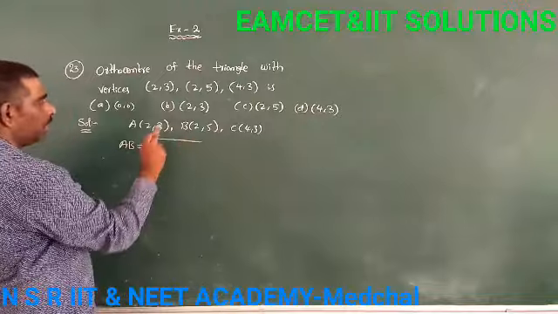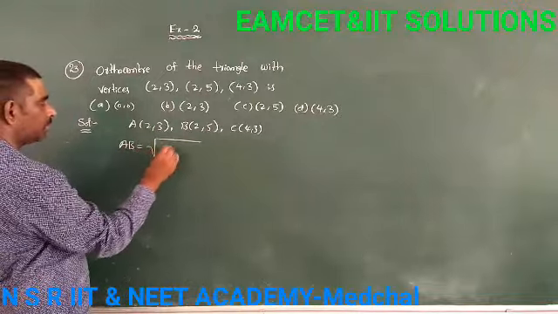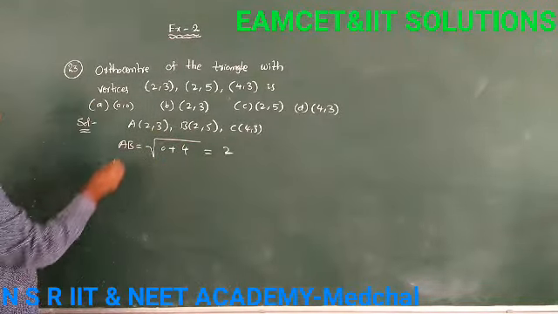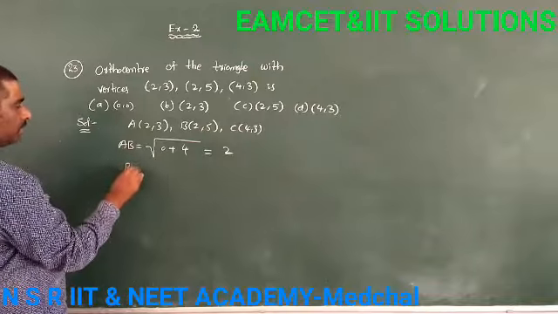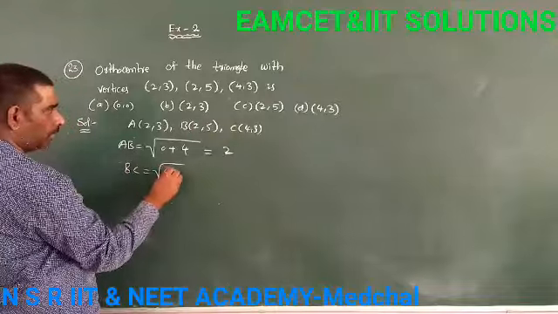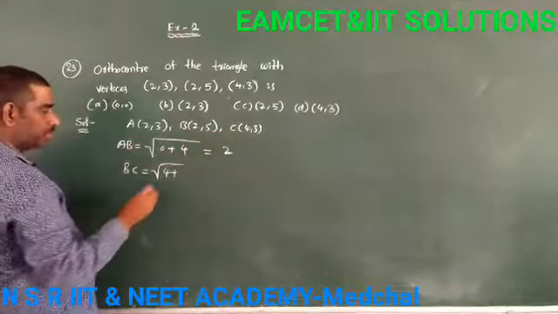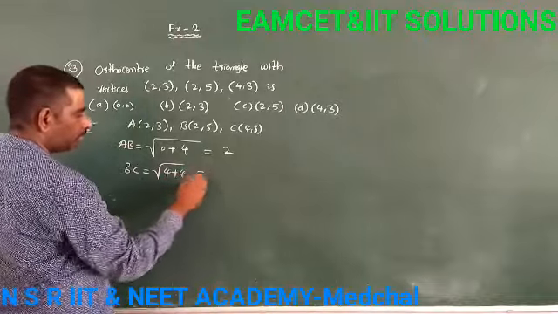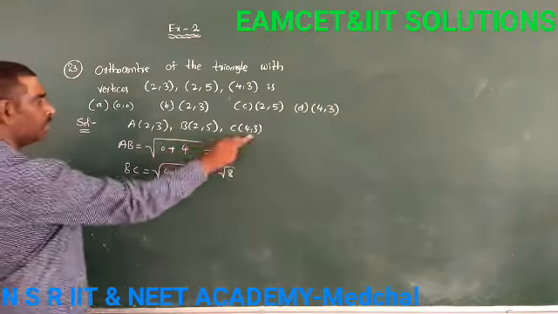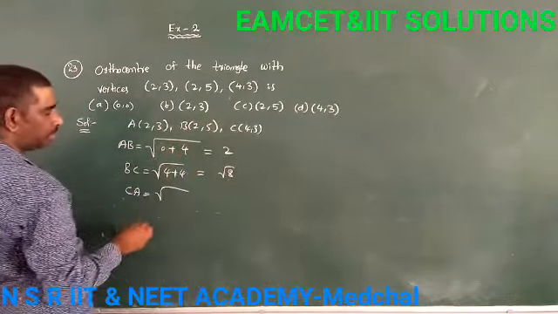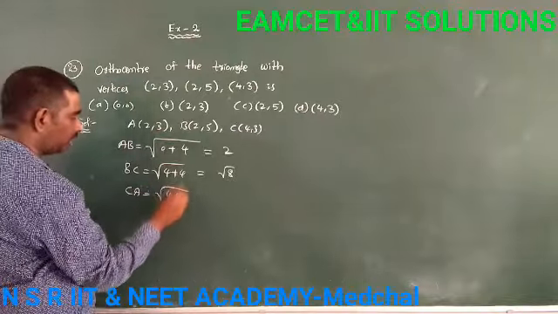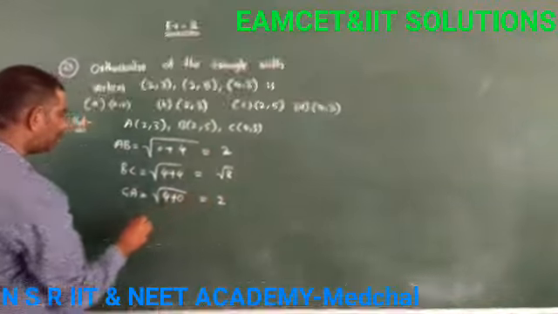AB is equal to root of x2 minus x1 whole square, 2 minus 2, 0 square is 0, plus 5 minus 3, 2 square is 4, we get root 4, value is 2. So AB length is 2. Next BC is equal to root of 4 minus 2 whole square, 2 square is 4, plus 3 minus 5, minus 2 square 4, root of 4 plus 4 equal to square root 8. Next CA, 2 minus 4, minus 2 square is 4, plus 3 minus 3 is 0, 0 square is 0, root 4 value is 2.